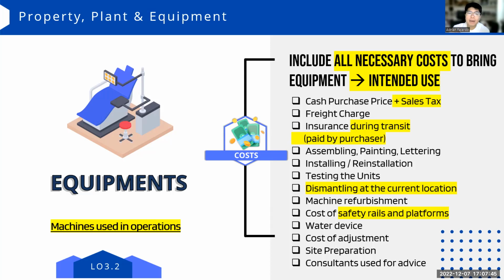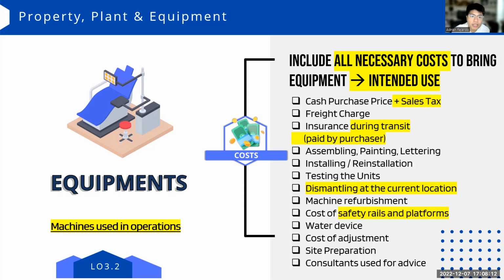If you see something being done to the equipment when you bring it, like assembling, painting, lettering, all of those are capitalized. Installing or reinstalling, capitalized. When you test whether the unit works, or you dismantle it for some particular reason at the current location, all of these are still capitalized. Other things are there too.